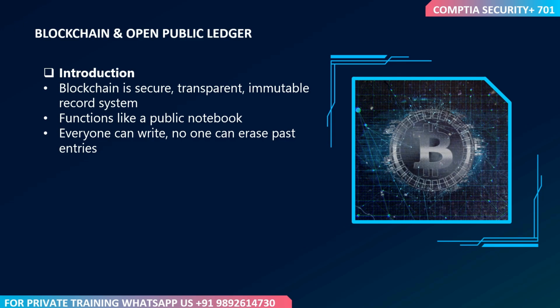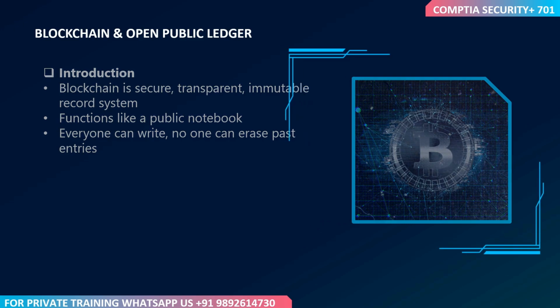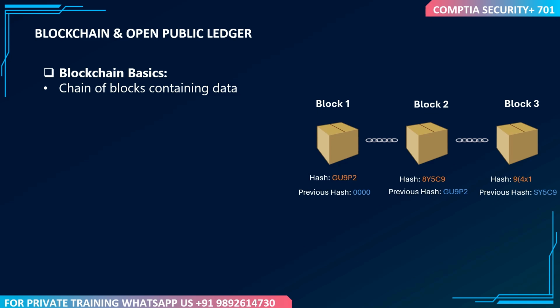To understand this better, let's break it down step by step. So what is a blockchain? A blockchain is a chain of blocks where each block contains a set of data. This data is stored in a secure and tamper-proof manner. Once a block is added to the chain, it cannot be changed without changing all the blocks that come after it. So this makes blockchain very secure.